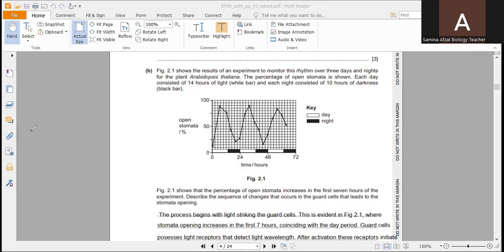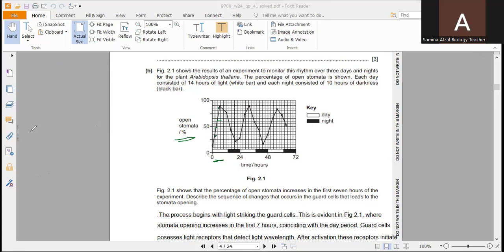Figure 2.1 shows that the percentage of open stomata increases in the first 7 hours of the experiment. As you can see, in the first 7 hours, from here, this 20 out of 24 hours, they are wide open. So, describe the sequence of changes that occur in the guard cells that lead to the stomata opening.